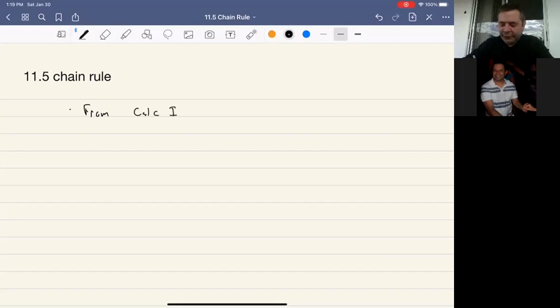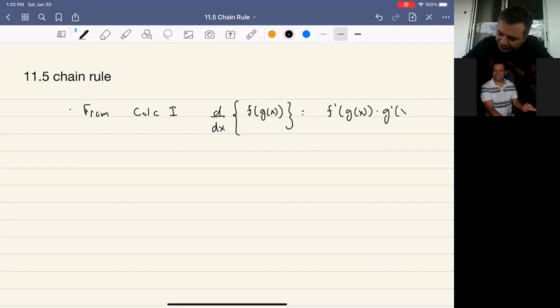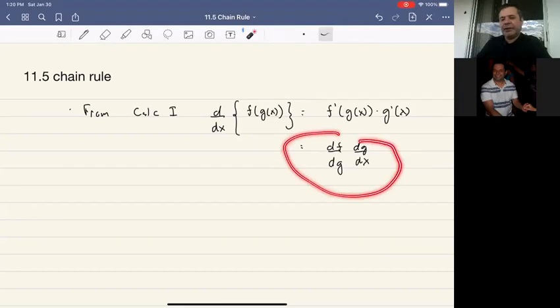From Calc 1, if we have the derivative with respect to x of f of g of x, that would be f prime of g of x times g prime of x, right? Which we could write in the Leibniz notation as df dg times dg dx. Okay, that's perfectly acceptable. So this notation is actually going to be, as we already know, more useful when we come to Calc 3.